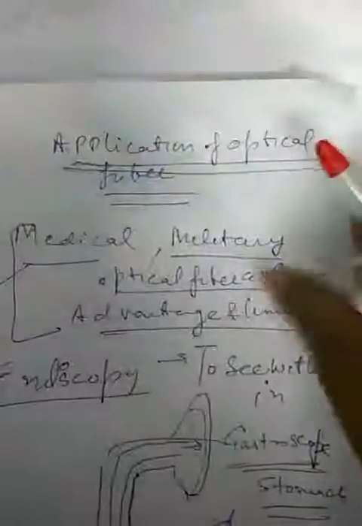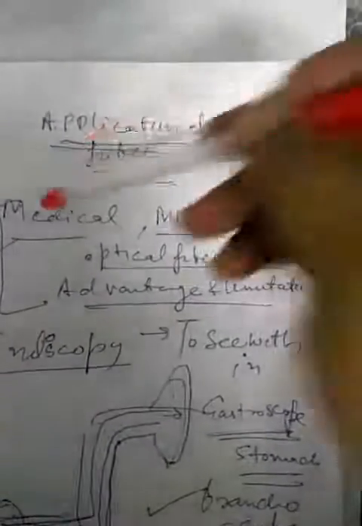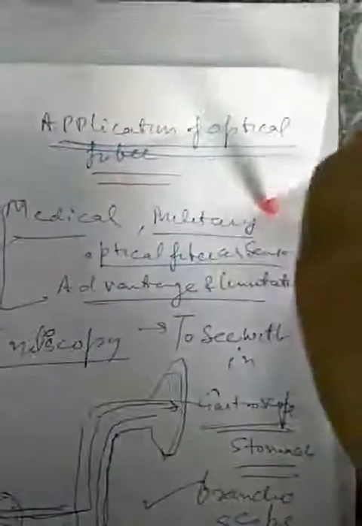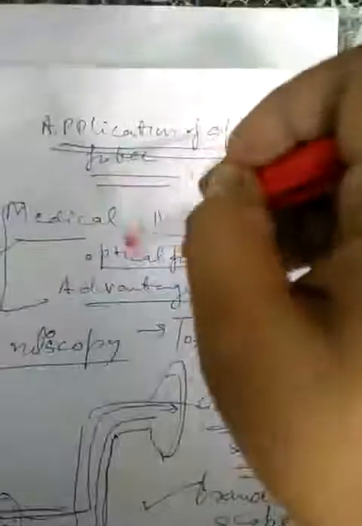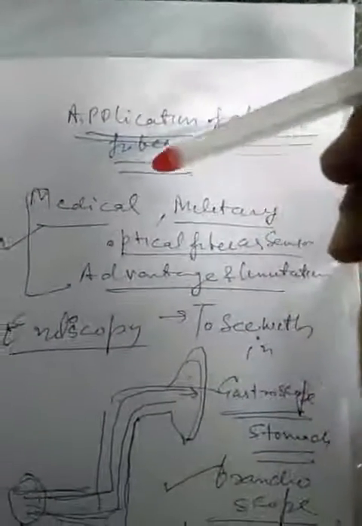Good morning, everyone. So today we are going to discuss the application of the optical fiber. In the previous topic, we discussed the application of the optical fiber in the communication system, where we have seen there was a transmitter, there was a medium, then there was a receiver, and the optical fiber acts like a medium which helps the communication of the signal to take place. Today we are going to discuss more applications.